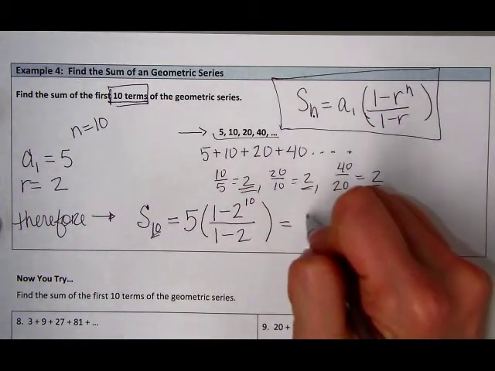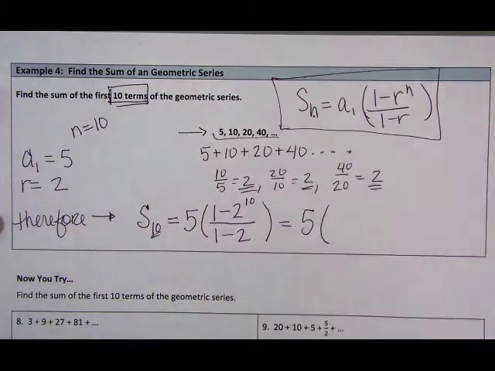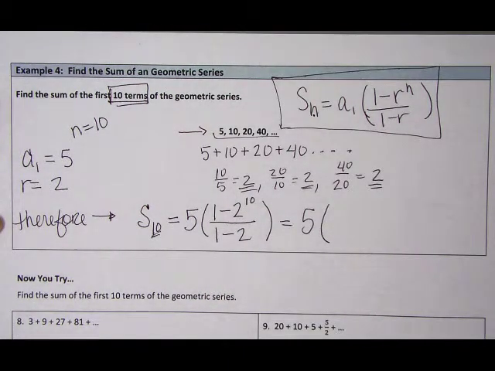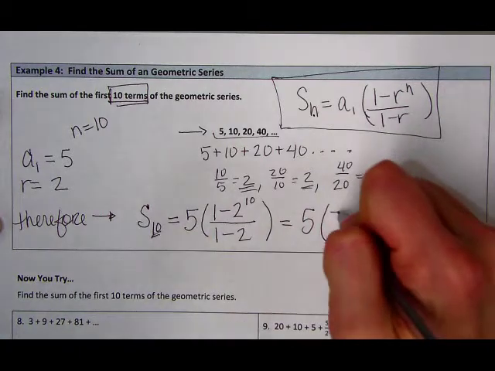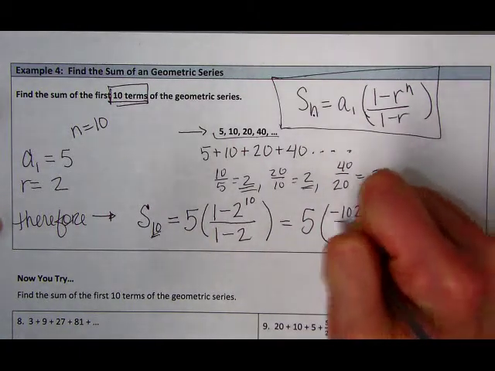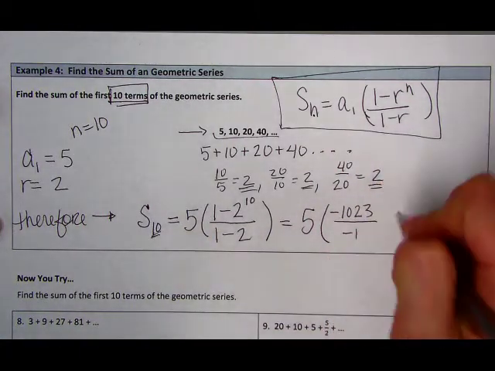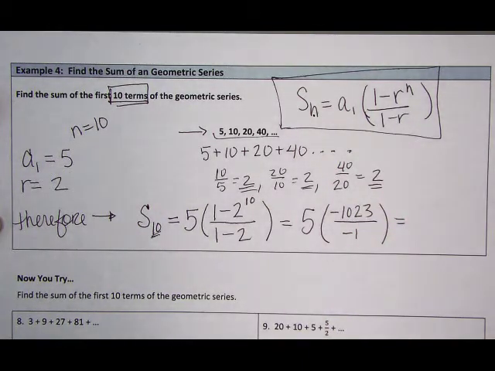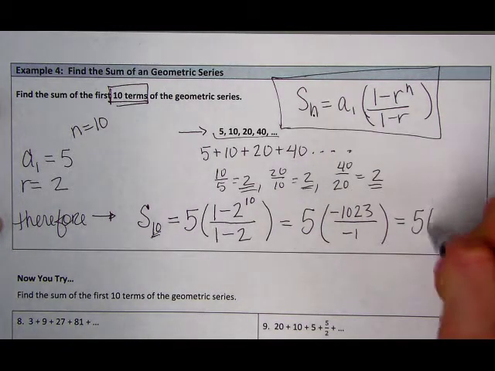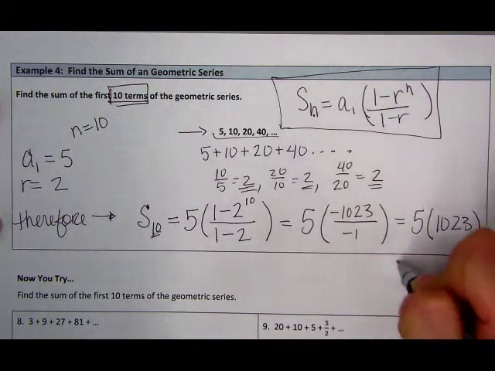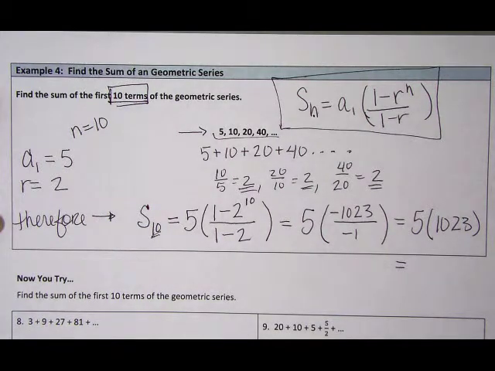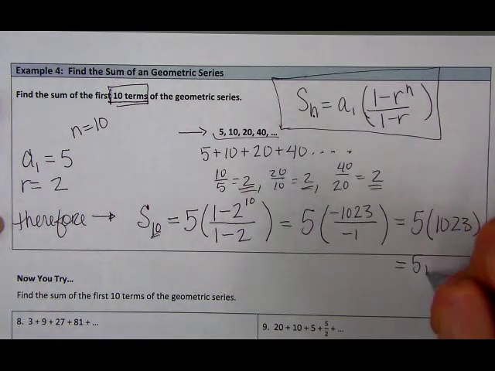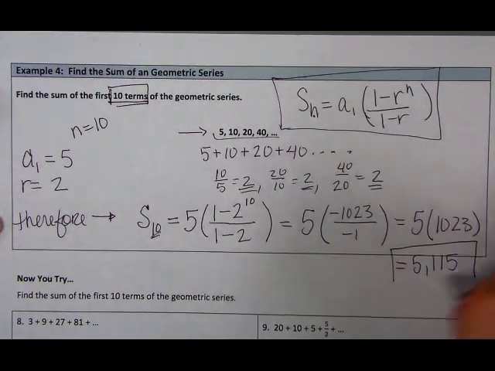Well, if I take 2 to the 10th power, I get 1024. So 1 minus 1024 gives me negative 1023, all over 1 minus 2, which is negative 1. Double negatives cancel out. Anything over 1 cancels out. So this becomes 5 times 1023, which if we plug that into our calculator, we get 5,115 as the sum.